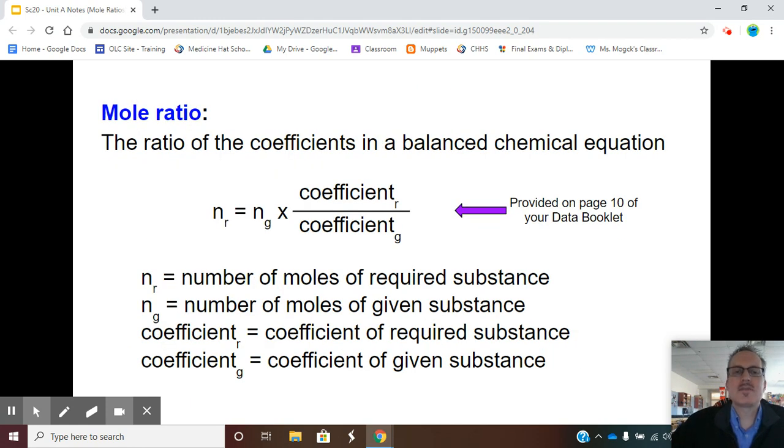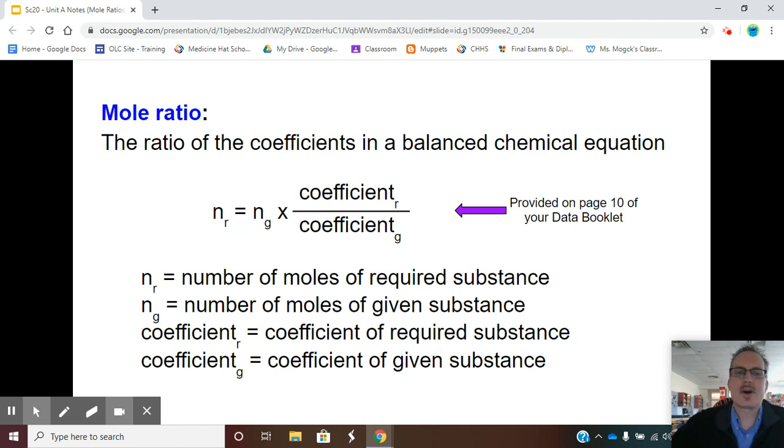So here's going to be the formula that we're going to use. Now, the thing about formulas is, in Science 20, this formula is in your data booklet. It is on page 10 of your data booklet. Now, I want you to look this up because there are 2 formulas sitting next to each other. I will always use this one. I like this one better than the other one. Now, when you look at it, it's a little confusing.